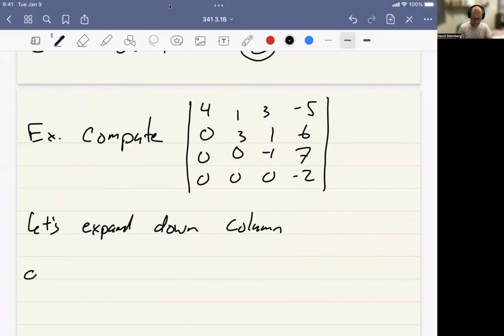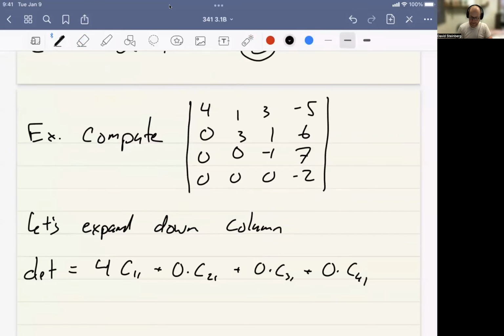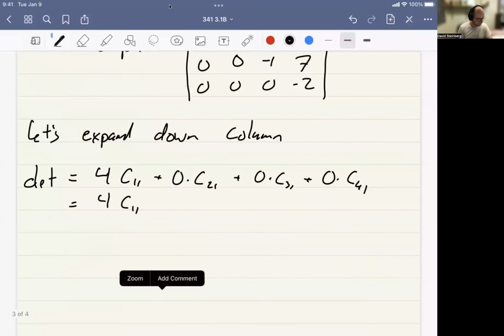So our determinant is equal to 4 times C11 plus 0 times C21 plus 0 times C31 plus 0 times C41. The nice thing is that this just means all we care about is C11. So what's C11 equal to?